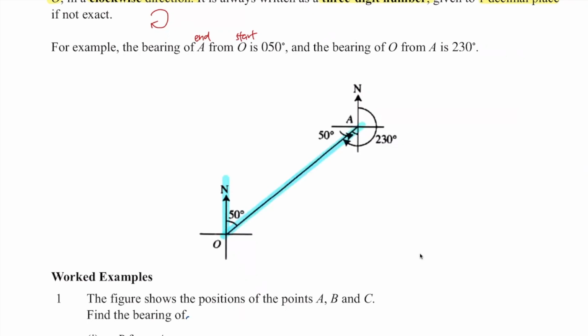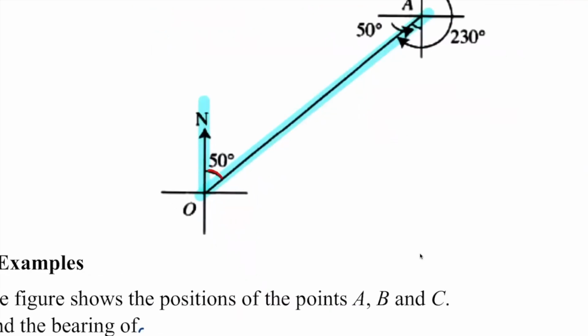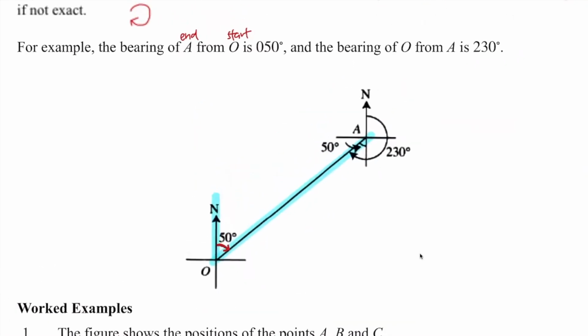So the bearings is actually represented by this angle here. So you measure from the north line clockwise. So this is 50 degrees. So you write it as a 3-digit number. So instead of writing it as 50, you write it as 0, 5, 0, 3 digits.